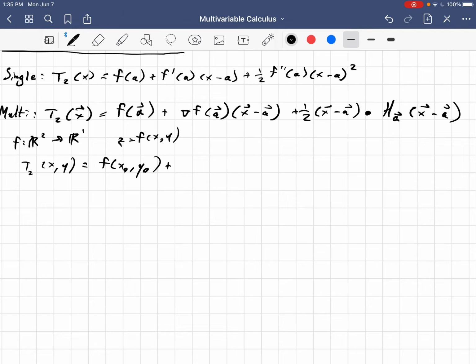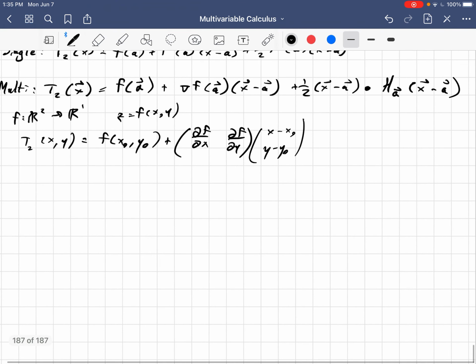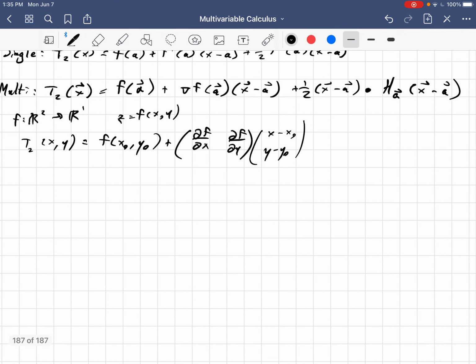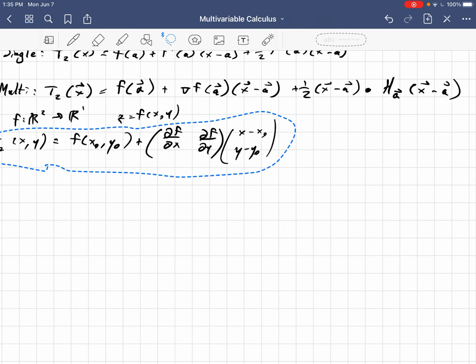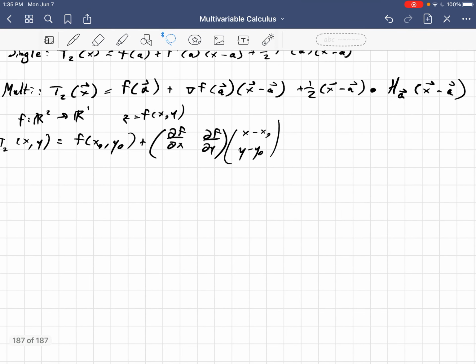for a 2D, two input function would be just the partials with respect to all of its independent variables. So partial of f with respect to x, partial of f with respect to y. And then the vector x minus the vector A would be x minus x naught, y minus y naught. Okay, now this is where it gets a little more cumbersome to write, so I need to move this over just a tad to give myself the most room.